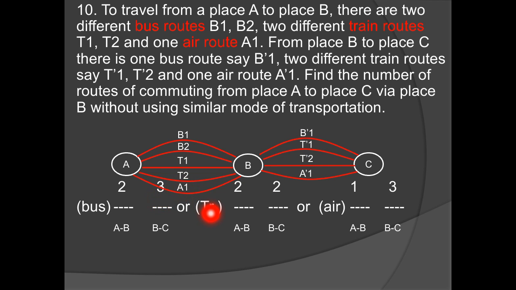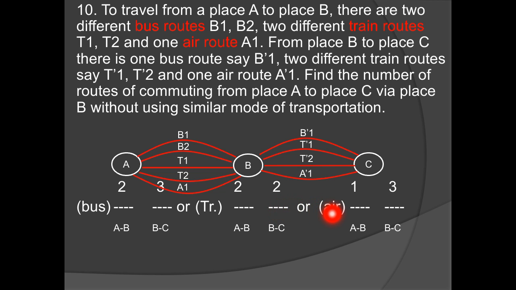Now suppose if I take train route for A to B, T-1 and T-2. So two train routes are there. Suppose the train routes T-1, T-2 cannot be taken here. So the remaining B-1 and A-1 can be taken. So that is also true.